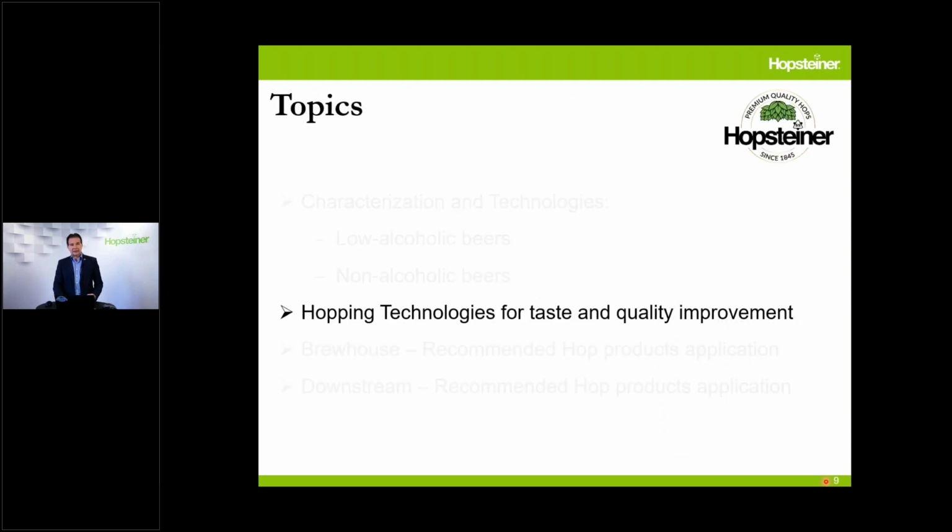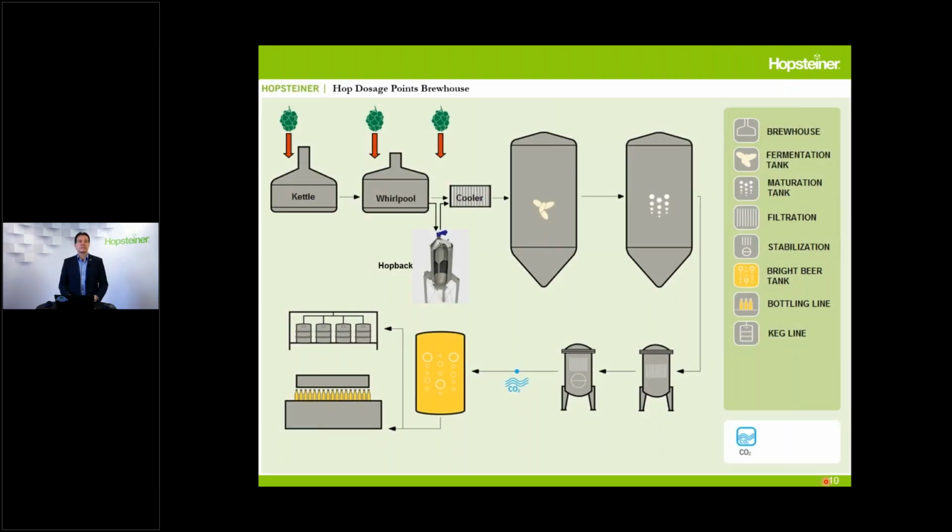Now let's have a look at the technologies that we have for taste and quality improvement in general. So that is the brewing process here in this drawing, and the hop dosage points in the kettle, that is for bittering, then later on late additions in the kettle or into the whirlpool, more related to transferring hop aroma compounds into the wort.